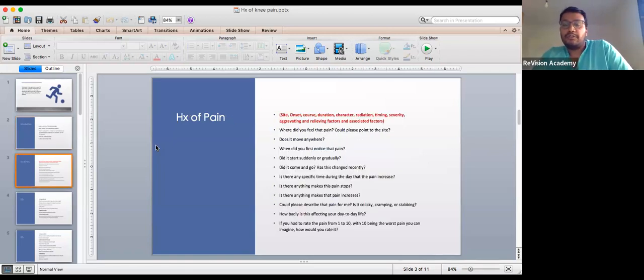Going to the history of pain, you did your SOCRATES really well. I could see that you were asking all the points: site, onset, character of the pain, radiation, associating factors, timing, any exacerbating and relieving factors, and also severity. You went through all of that really well. I didn't have the impression that you were going through a list. You were asking it naturally. That's really good.